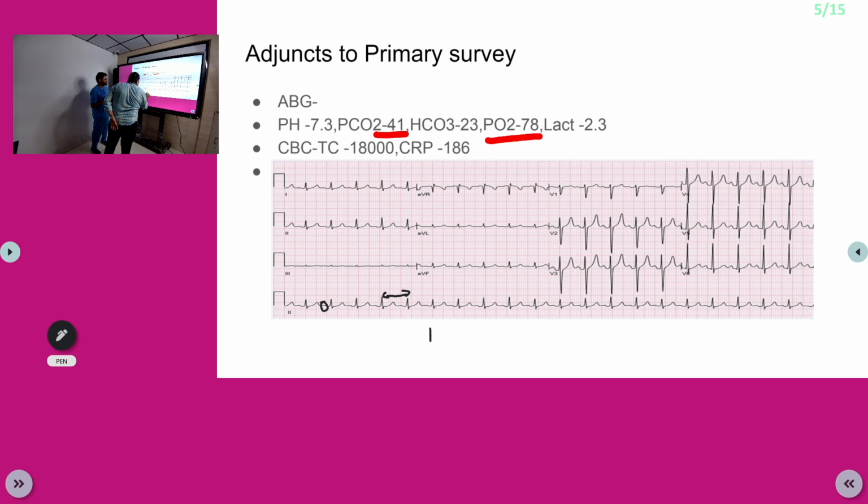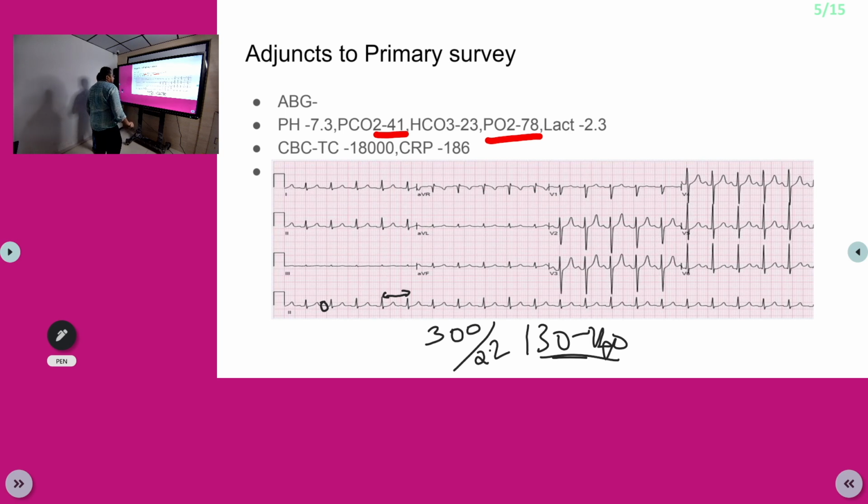It is somewhere around 140. It is 300 divided by the number of large squares between two RR intervals. So it is somewhere around 2.2 you can consider. So around 130, 140 will be the heart rate of this patient. So that is what you are able to see in here.